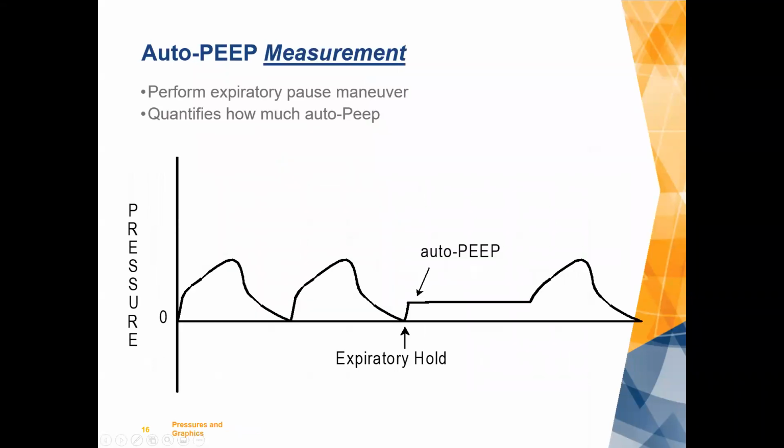Auto-PEEP measurement. So whereas your plateau pressures are an inspiratory pause, you would perform an expiratory pause maneuver in order to measure your auto-PEEP. Typically if a patient's on 8 or 10 of PEEP, and then you actually do an expiratory hold or expiratory pause, and you see that you're actually measuring, if they're on 8, you're 8.3 or something along those lines. That's really relatively insignificant. It's when your auto-PEEPing or your air trapping is in excess of 1 to 2, it could become problematic.